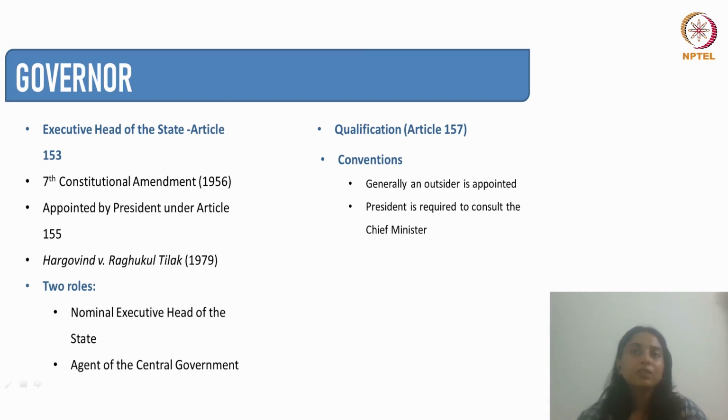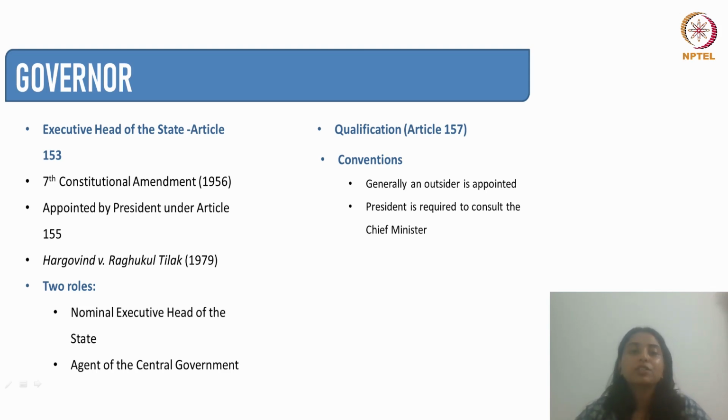Several commissions over the years have also tried to bring some sort of change to this particular provision, to bring more accountability, to bring more stability to the post of governor. So the Sarkaria Commission of 1988 recommended that the governor must not be removed before the completion of their 5-year tenure, except in rare and compelling circumstances.